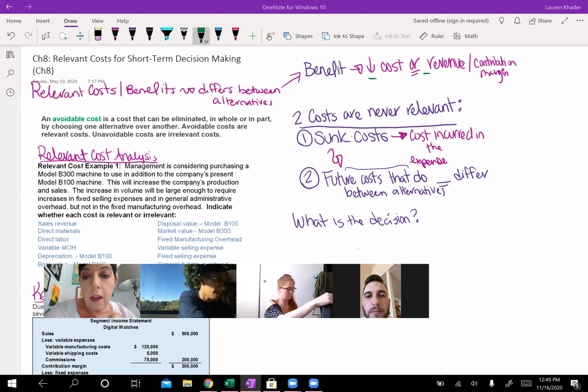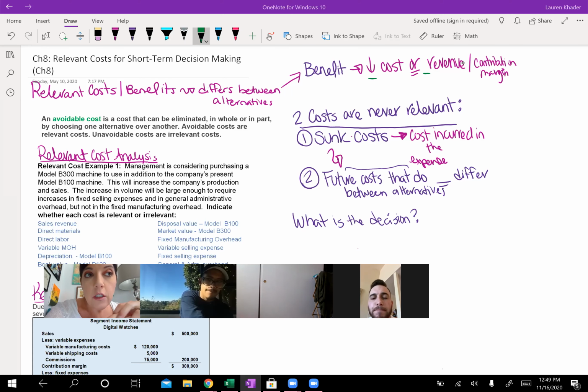So we're going to be looking at make or buy decisions. We're going to look at whether or not they should keep or drop a segment, whether they should continue processing or sell at a certain point, figuring out what's most profitable for the company.